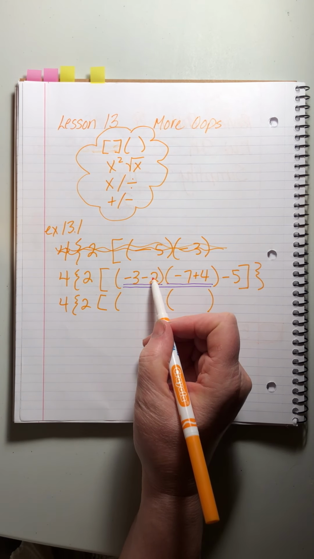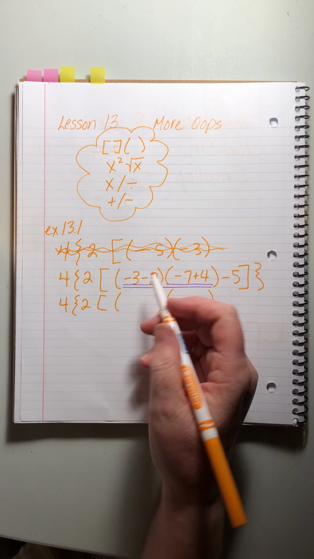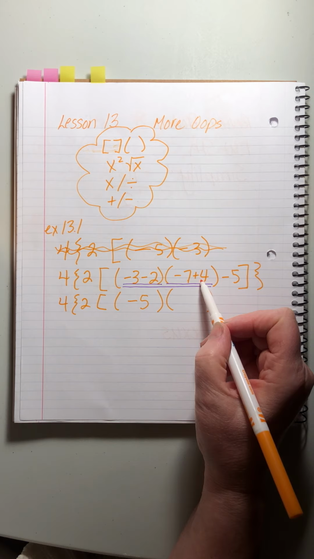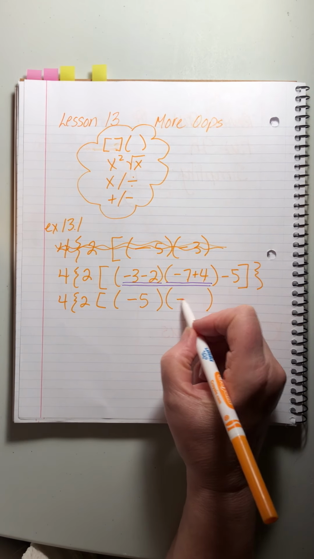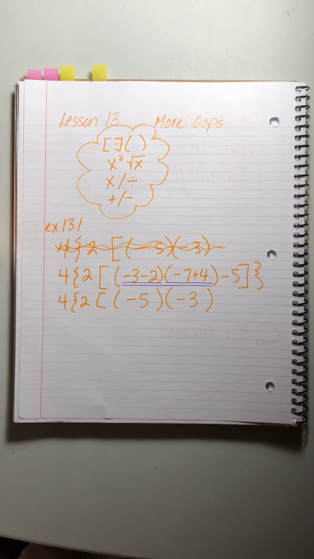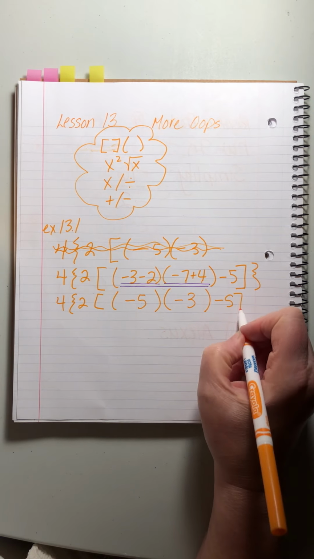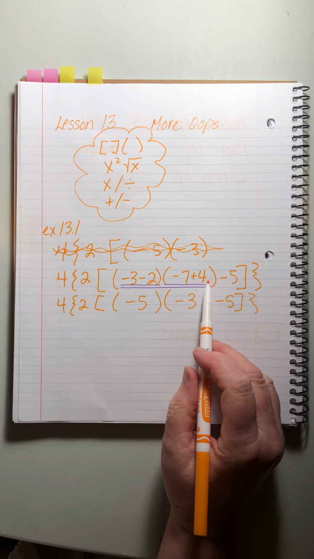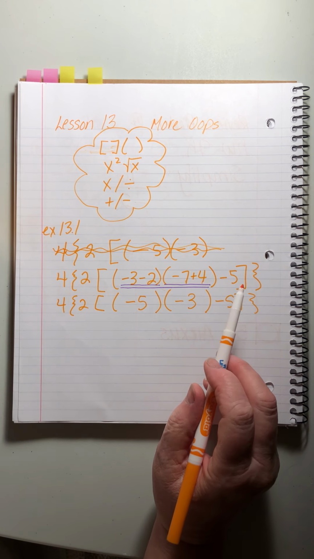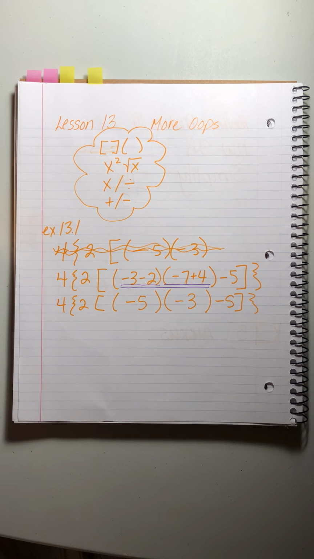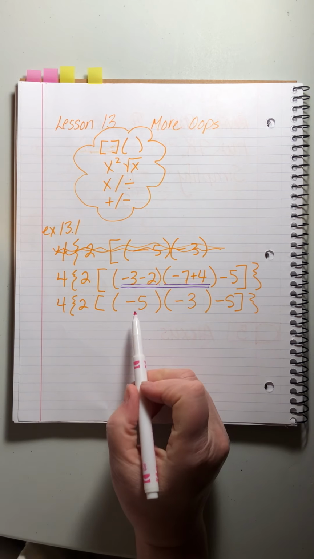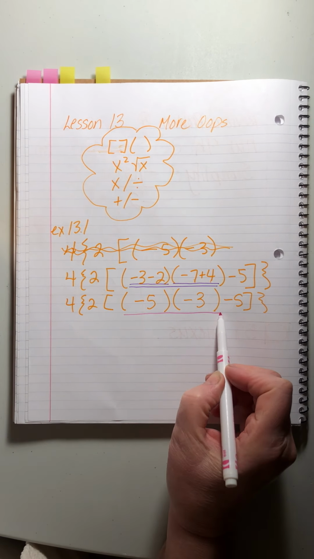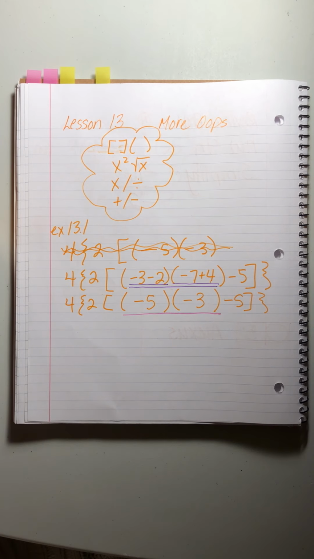Minus 3 minus 2, that's minus 5. Minus 7 plus 4, that is negative 3. And then we copy the rest of the problem. Okay, so we've done that much of the work so far. Now we're ready to come back a little bit. The work inside of these has been done, but now we can actually multiply it together, right?